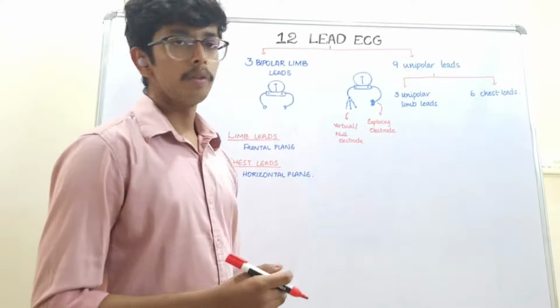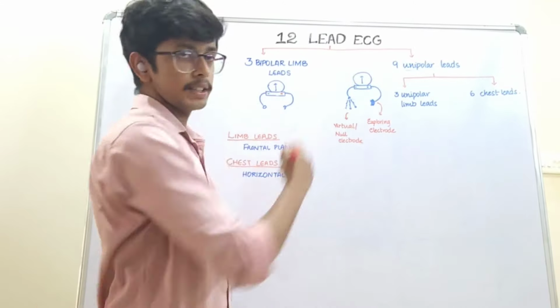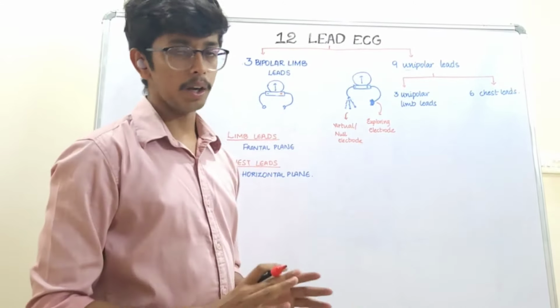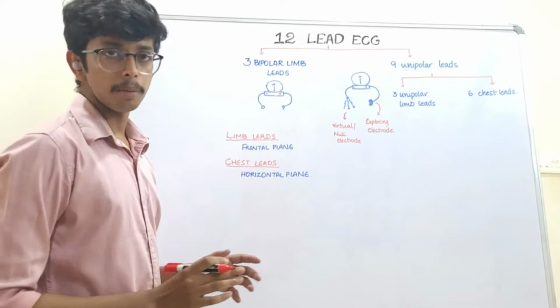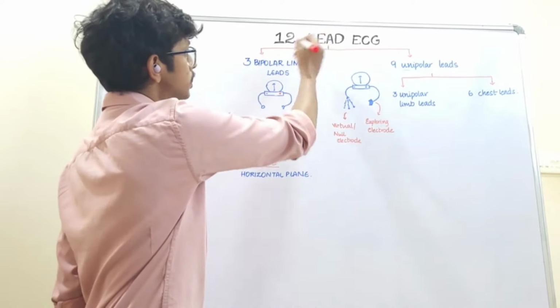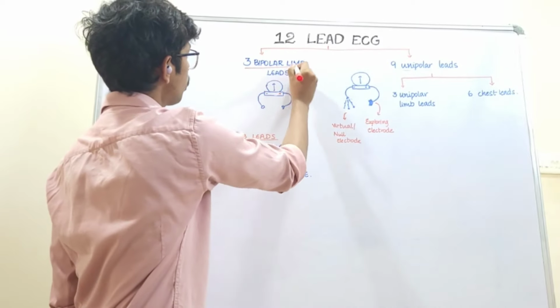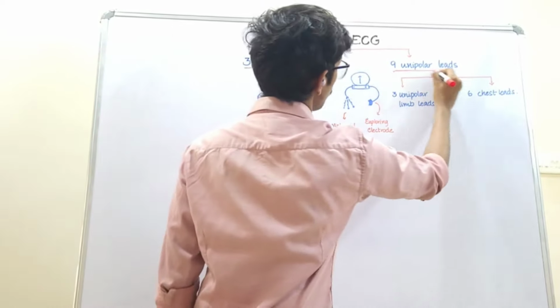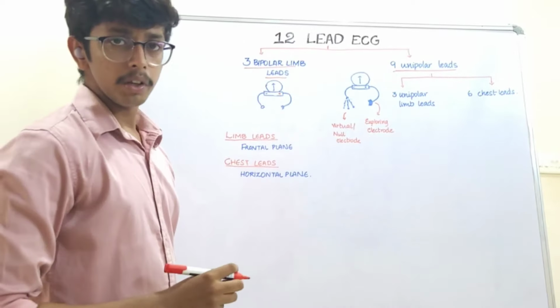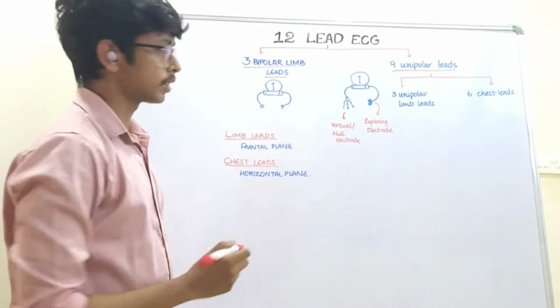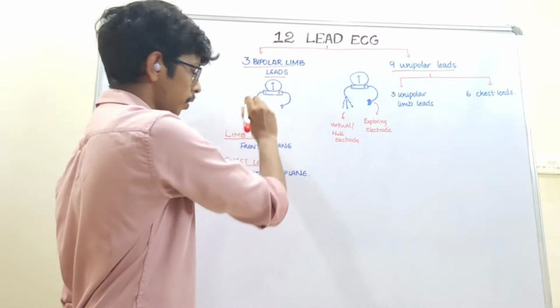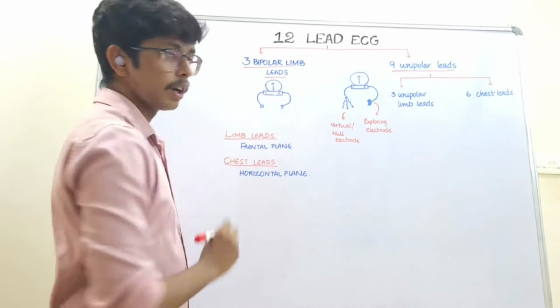In this video, we will discuss the 12 lead ECG and how the ECG has evolved over time. Normally in our clinical practice, we use 12 leads to record the ECG. Out of these 12 leads, there are 3 bipolar leads and 9 unipolar leads. In the previous video, we saw how a bipolar lead works. It contains 2 electrodes, one positive and one negative, and these are connected to the limbs.